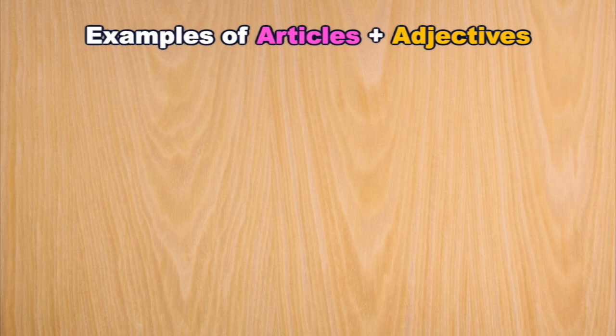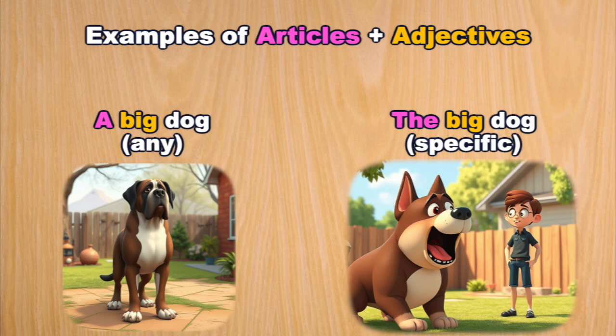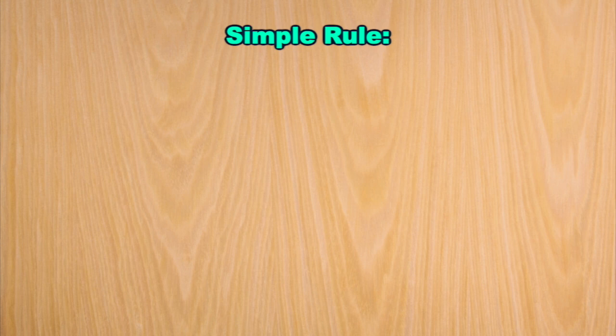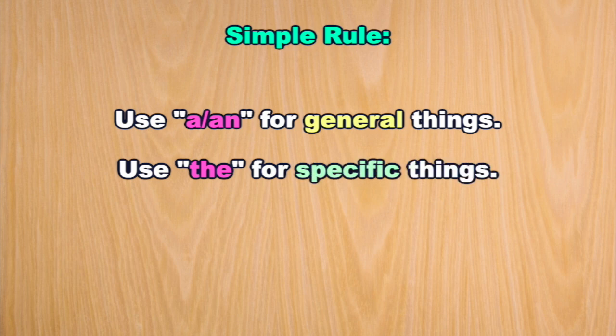Articles and adjectives. A big dog, any big dog. The big dog, a specific big dog. Simple rule: use a, or, and for general things, use the for specific things.